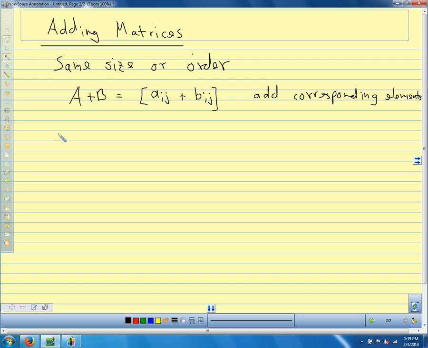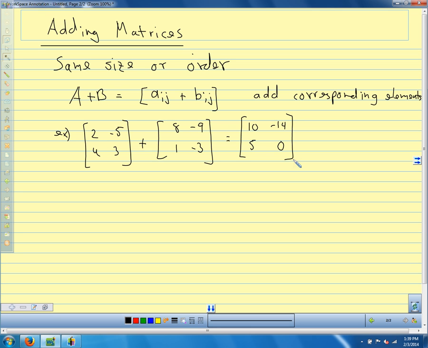Let's look at a quick example. If we wanted to add the matrix 2, -5, 4, 3, to the matrix 8, -9, 1, -3, we're just going to add the corresponding parts. 2 plus 8 is 10. -5 minus 9 is -14. 4 plus 1 is 5. 3 minus 3 is 0. So that would be our sum.